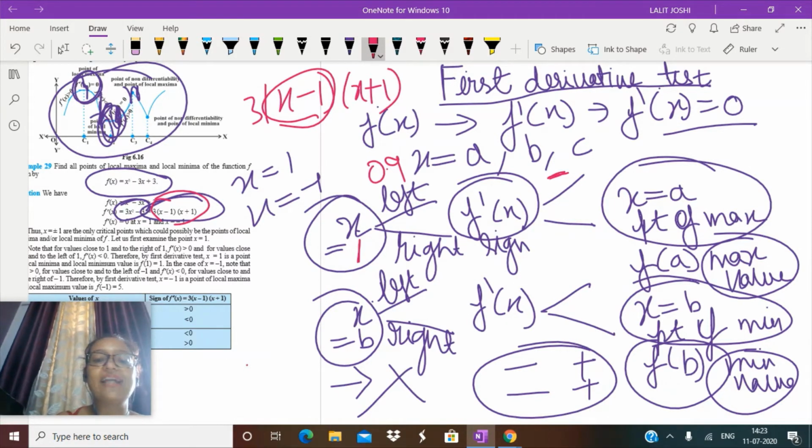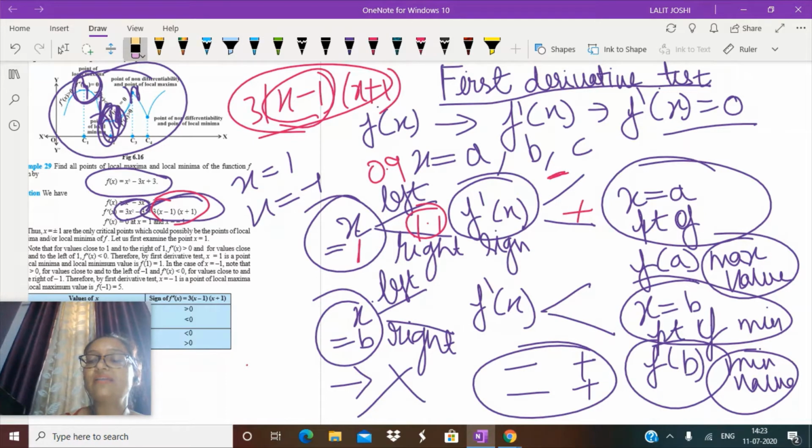Then the right point I am taking as 1.1. If I put 1.1, definitely this particular factor will be positive. So it is moving from negative to positive. It means this is the point of minima, right? So this particular point, point A, which is 1, will be the point of minima. And if I put f of 1 in the original function, it will give me the answer as 1, right?